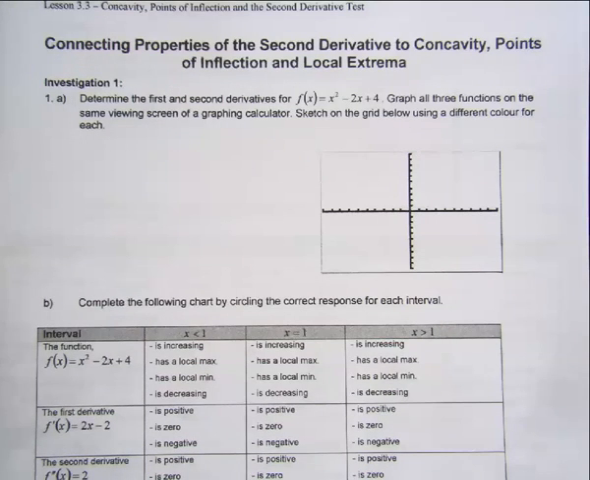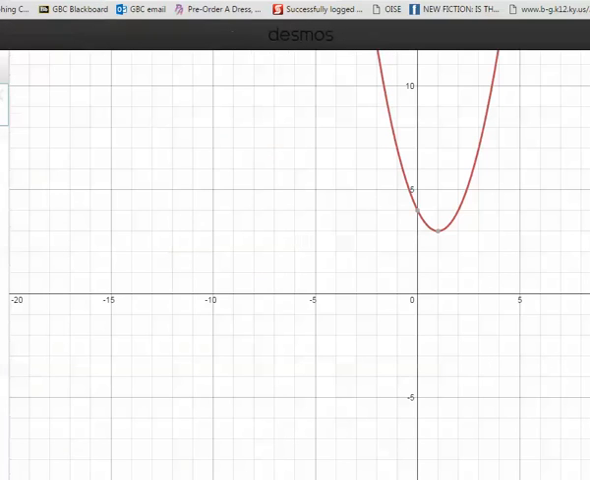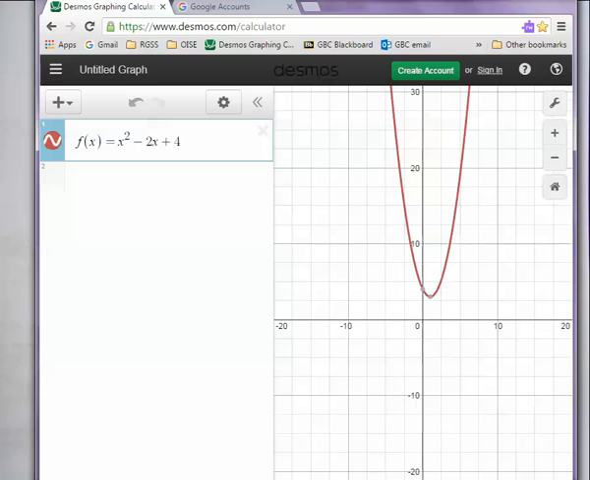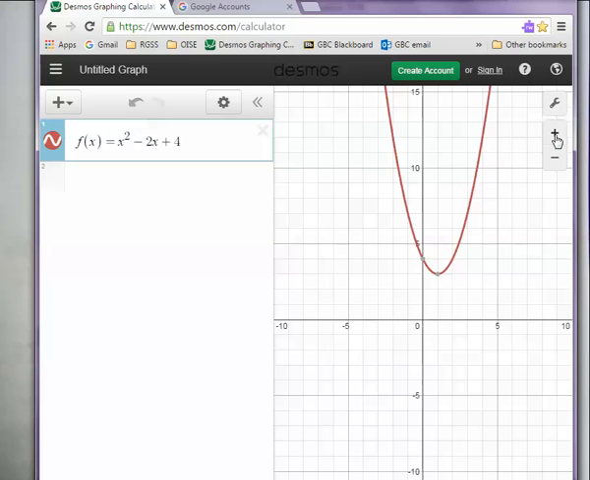You can use an online graphing calculator, and Desmos is really one of the best ones. So here is my f of x equals x squared minus 2x plus 4. You can just give a quick sketch of that on your own sheets. Let me just zoom in a little bit for the scale. There we go. Just a little rough sketch is fine.